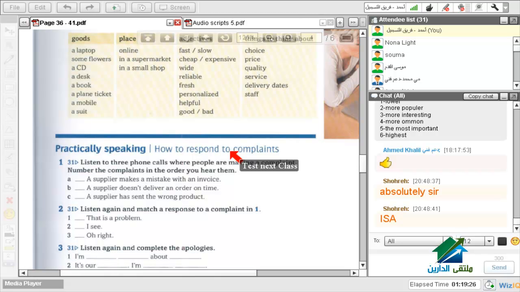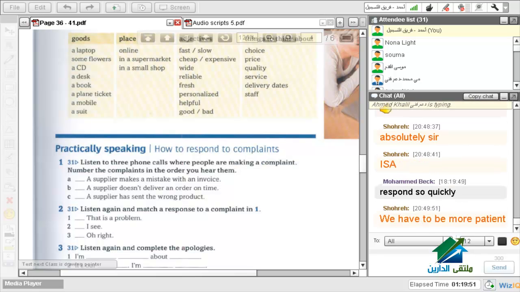Now, responding to complaints. You remember complaints for customer service? What do you tell me something about complaints in customer service? When it comes to a complaint, what do you need to do as a customer service agent? The 6 rules of good customer service.